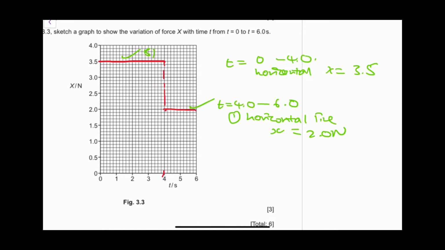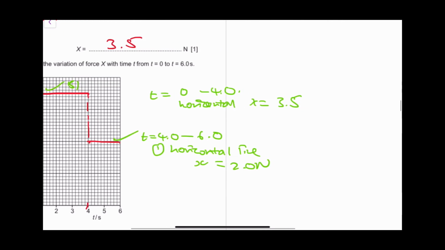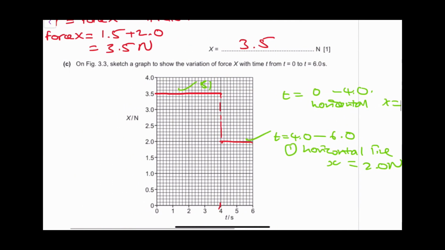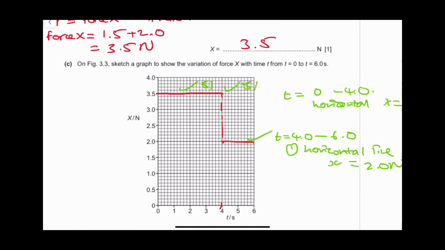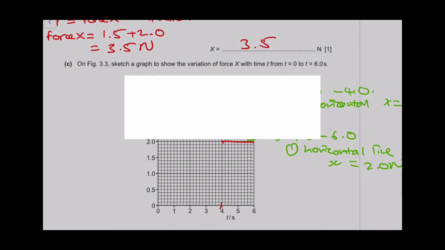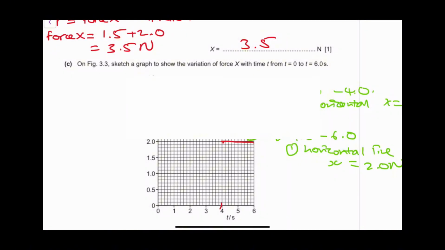The other one was just a lenient mark, right? They're just looking for any horizontal line at any non-zero value of X, right? So you just get your mark if you just drew a horizontal line. But I would urge you, ask yourself, what is my axis trying to tell me? How do I interpret the graph? And how do I come up with an accurate response to answering this graph, okay?